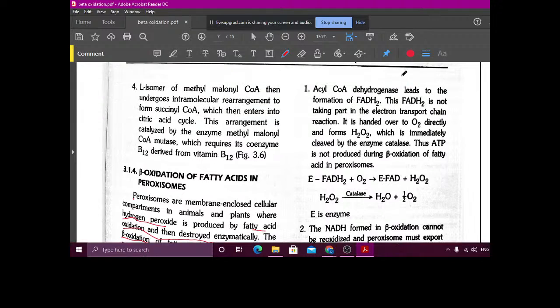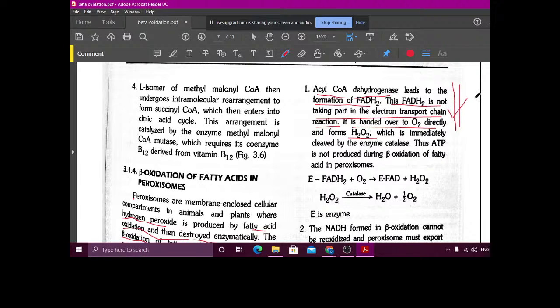So what are the main features? Acyl CoA dehydrogenase leads to the formation of FADH2. This FADH2 is not taking part in the electron transport chain reaction. So no electron transport chain taking place over here. It is handed over to O2 directly and it forms H2O2. So the electrons are given directly to O2. So the FADH2, which releases electrons in the electron transport chain, doesn't do it here, it is given to O2.